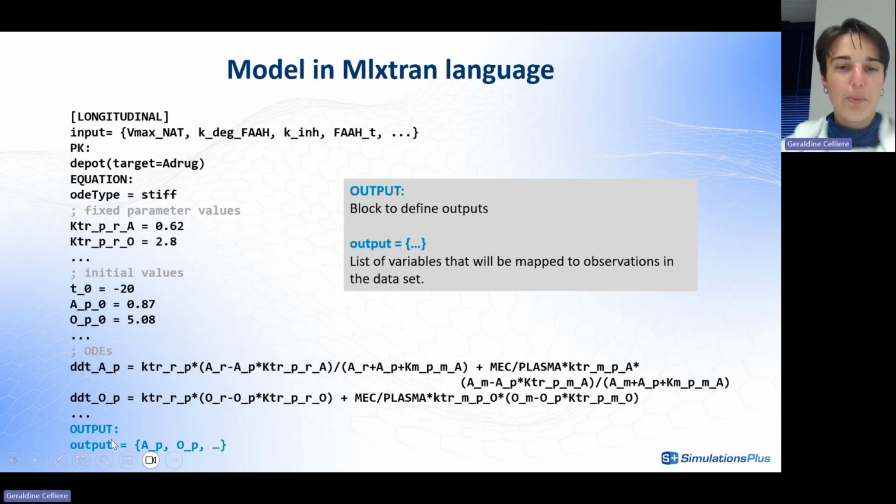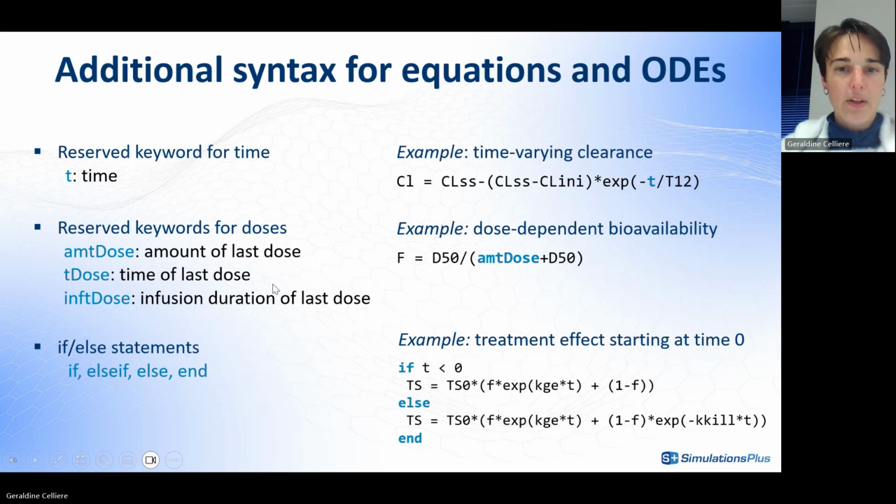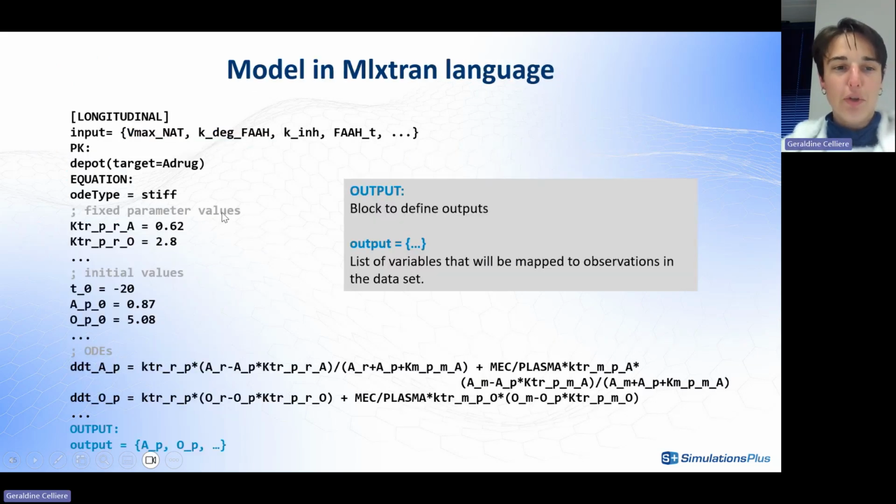And then at the very bottom of your model, you will have a section output. And in the output line, that's where you define all the ODE variables, or all the variables from your model, that you want to map to the observations you have in your data set. That's a bit of an overview of the key things we need to know to implement this specific example.